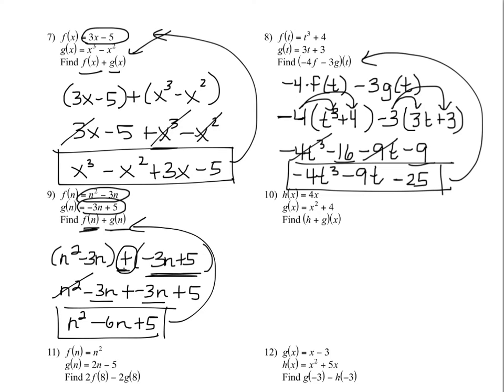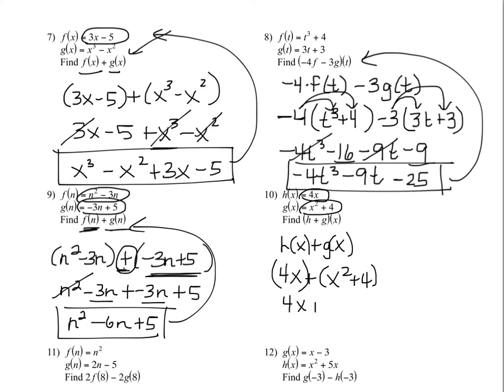Last one is h plus g. It'd be h of x plus g of x is what that means. So we're going to take h of x, which is 4x, and we're going to add g of x, and I'll put that 4x in parentheses even though we don't necessarily need it. x squared plus 4, which is the g of x. Okay, now we can drop the parentheses because there's nothing to distribute. And then we can collect like terms, which there are none, so we'll just put it in descending order.